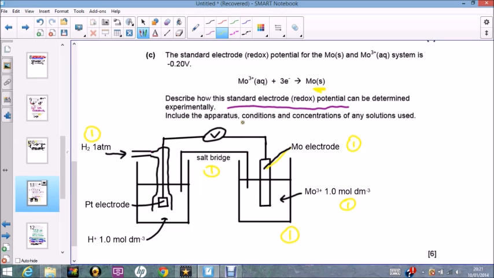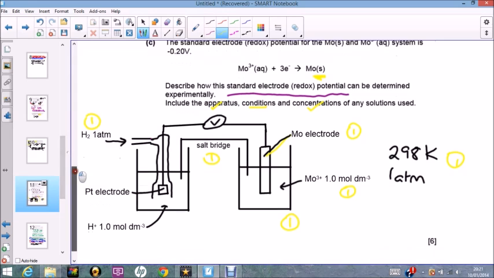Finally, I need to make sure I've looked at all this, so I've done the apparatus, I've done the concentrations. Conditions is the last thing that I need to make sure I've covered. So I've got the 1 atmosphere, I've got the 1 mole per decimeter, and I need to say this is at 298K. I might just put 1 atmosphere there as well to make sure the examiner knows that I'm talking about the right thing, and that's my final mark.